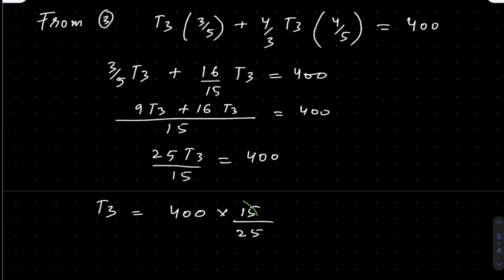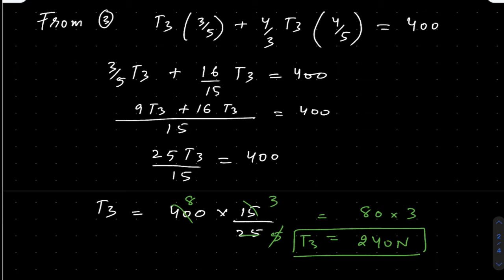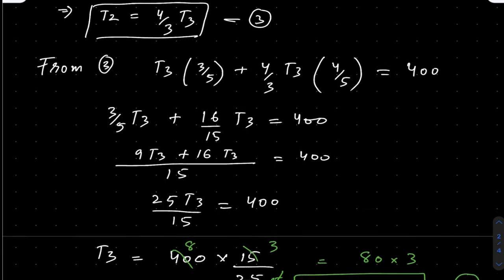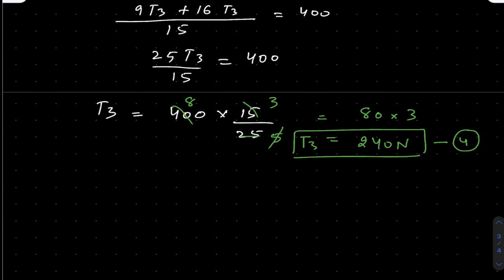We can solve this equation. 5 3 15, 5 5 25, and 5 8 40. So it's 80 multiplied by 3. It comes out to be, so T3 is nothing but 240 Newton. Let's say this is our equation number 4. Now use equation 4 to calculate T2 in equation third.